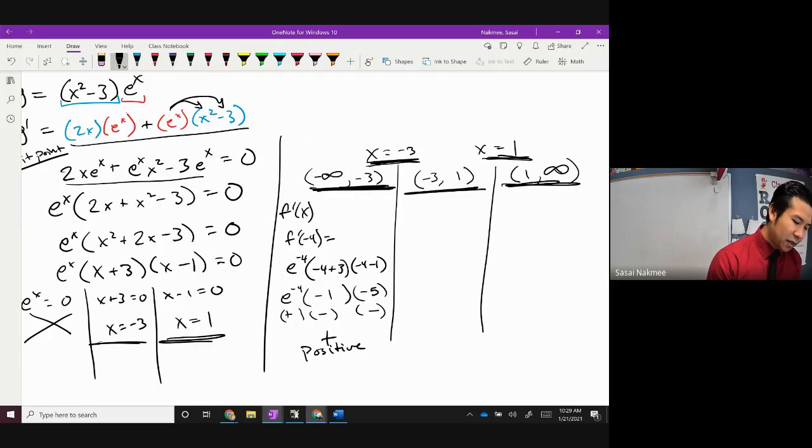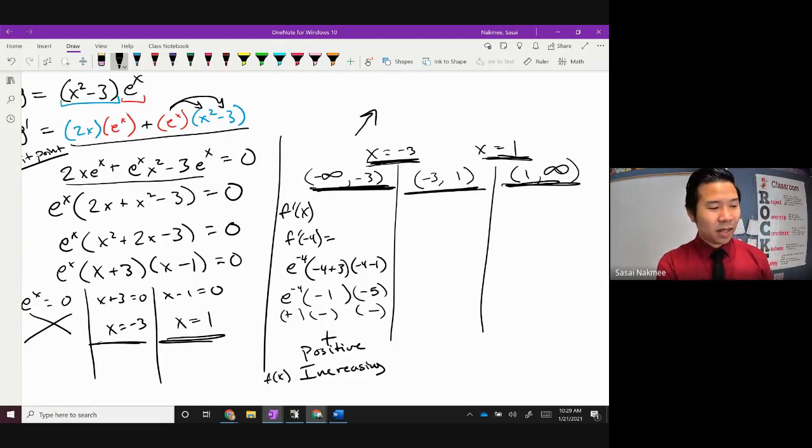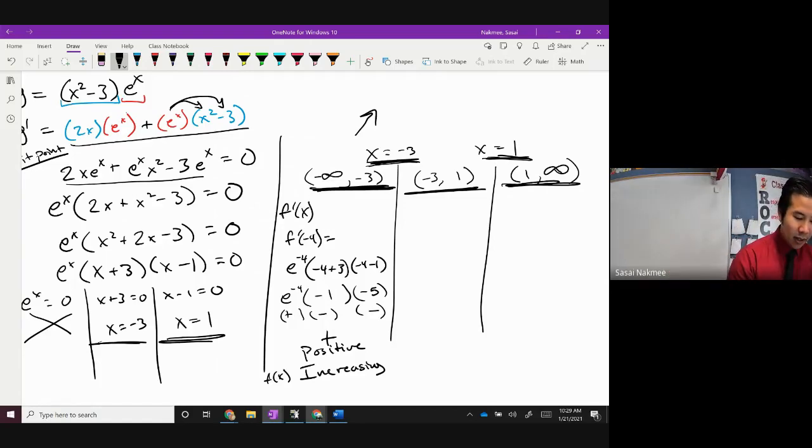Which means the function is increasing, right? f of x is increasing on this interval. And that's all I really care about. So I know that it's increasing over here. So there's a good chance that x equals negative 3 is possibly a local max. But I don't know that for sure until I test a point that's between the two critical points, between negative 3 and 1. All right, so let's test the derivative at some number that's between negative 3 and 1.